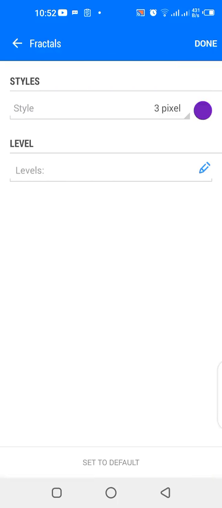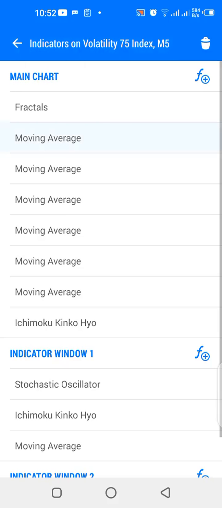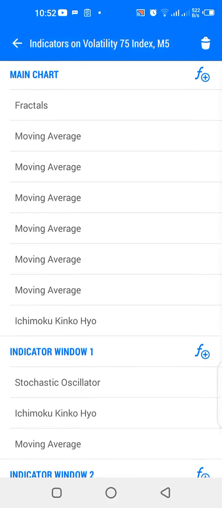Fractals. I use fractals a lot to know the point of price rejection, to know my support or resistance level. Then I have how many moving averages? 1, 2, 3, 4, 5, 6. Then an Ichimoku. I have 6 moving averages and Ichimoku.